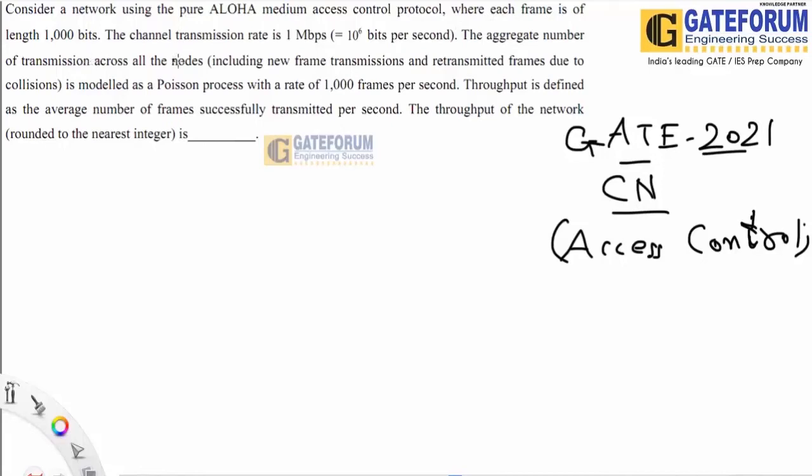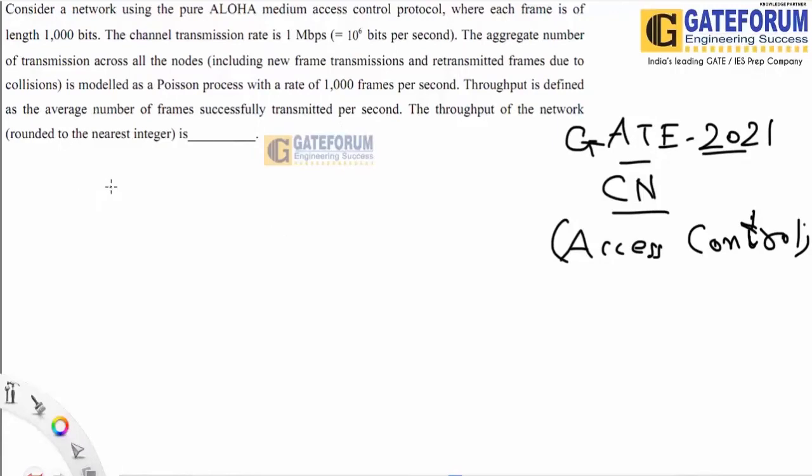The channel transmission rate is 1 Mbps, equal to 10 raised to 6 bits per second. The aggregate number of transmissions across all the nodes, including new frame transmissions and retransmitted frames due to collision, is modeled as a Poisson process with a rate of 1000 frames per second. So this is the actual number of frames per second being transmitted by the system. Throughput is defined as the average number of frames successfully transmitted per second. We need to find the throughput of the network, meaning how many frames are successfully transmitted per second.